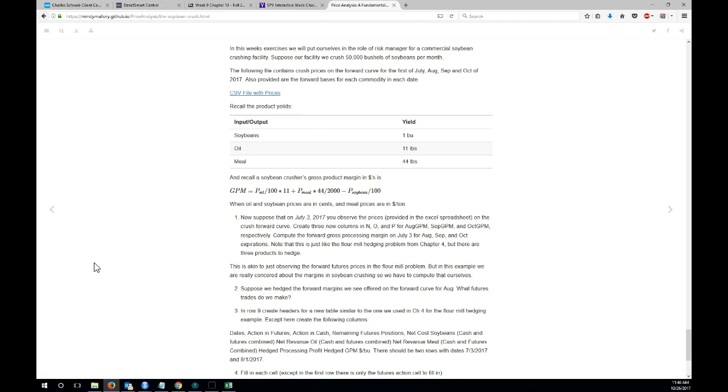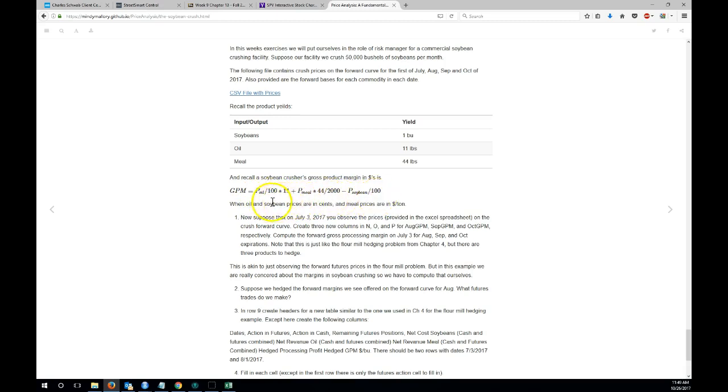So let's tab back to the book. Here we are back at the textbook, and I've reminded us what kind of yield assumptions we're assuming in the soybean crushing process. Again, we're going to assume that if we crush 1 bushel of soybean, we'll get 11 pounds of oil and 44 pounds of meal. And that's going to impact our per bushel profit calculation. So what we call the gross processing margin is going to be the revenue from selling oil and meal minus the cost of purchasing soybeans.